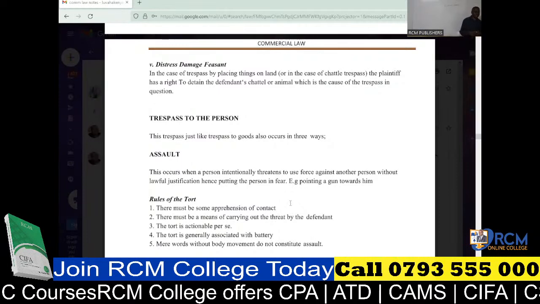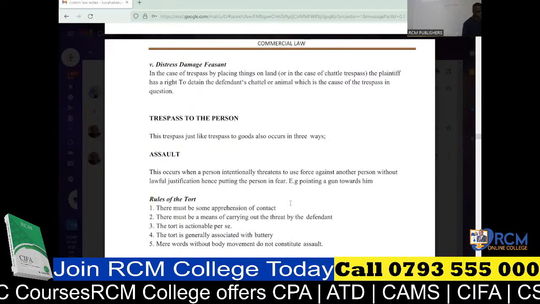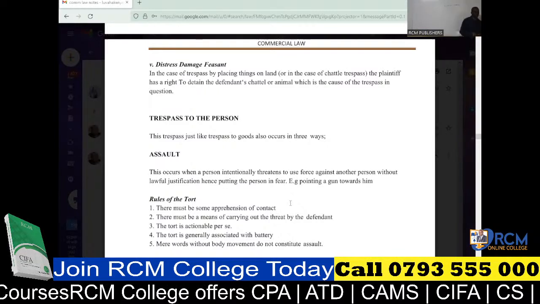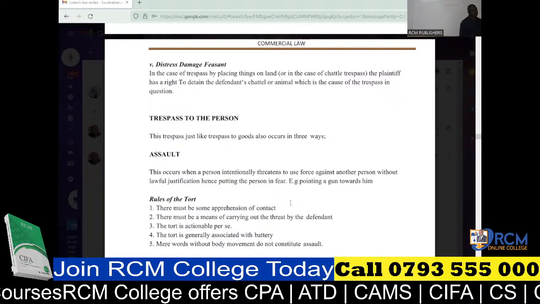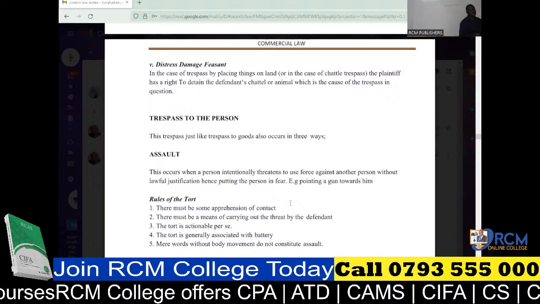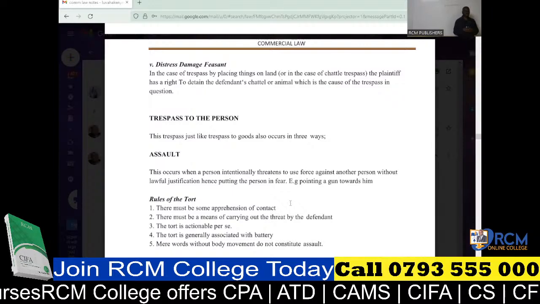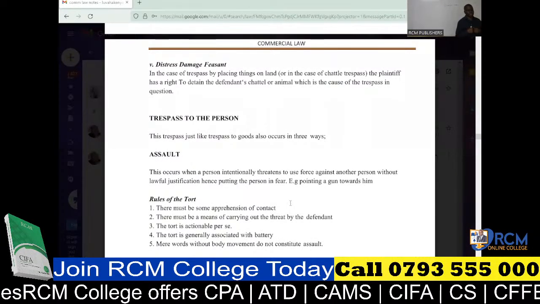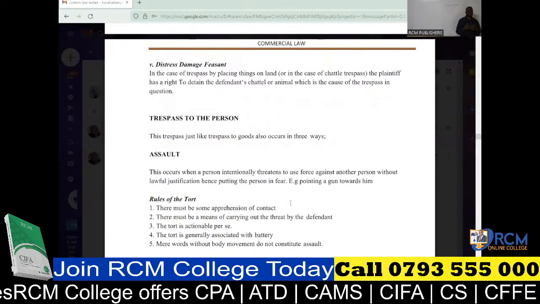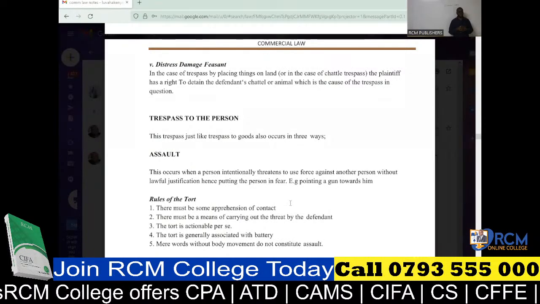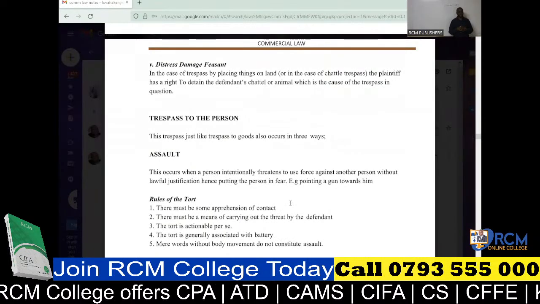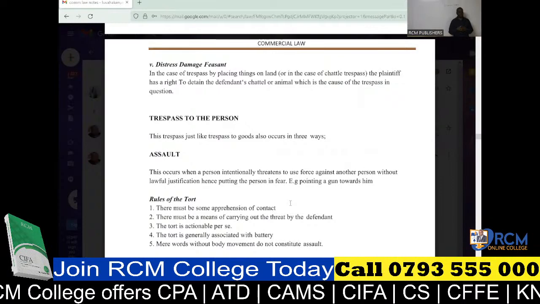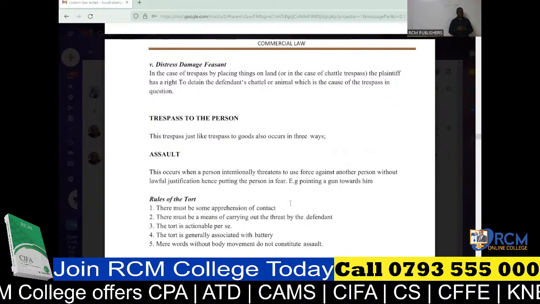Assault occurs when a person intentionally threatens to use force against another person without lawful justification, hence putting the person in fear, e.g. pointing a gun towards him. You just instill some form of fear. Maybe you hold the person and shake him so that you instill fear in his mind. If you do such, then you have committed a form of trespass known as assault. That is what we mean by assault.